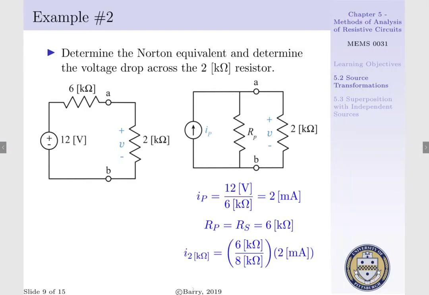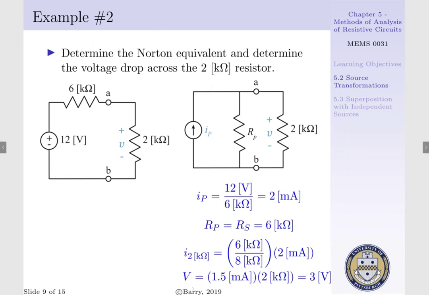To determine our current running through our 2 kilo ohm resistor, we will use current division, where we take our opposing resistance, R sub P, over the sum of R sub P and 2 kilo ohms times our source current, or 6 per 8 times 2 milliamps.